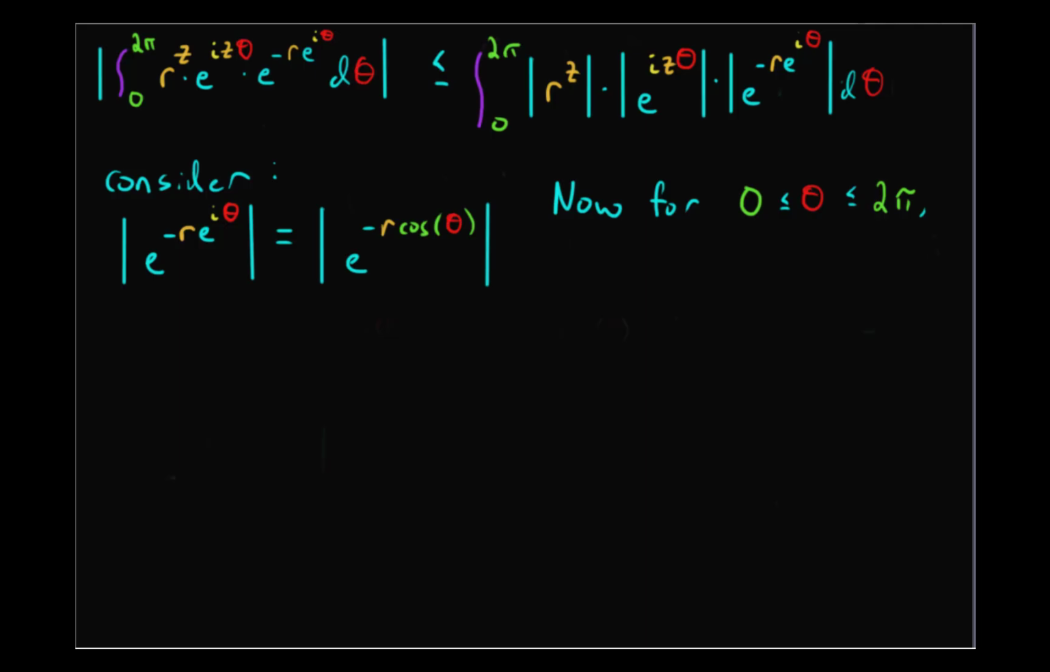Now, theta can vary between 0 and 2 pi, which means that the cosine of theta will be ranging between -1 and +1. But remember from the way that we framed this problem that r has to be a positive number. It's the radius of the contour as we travel around the origin.